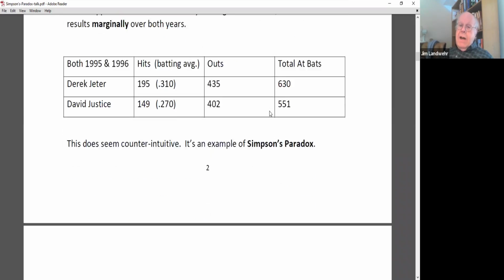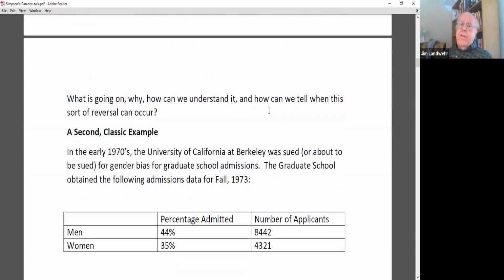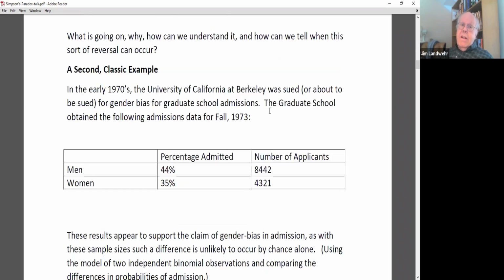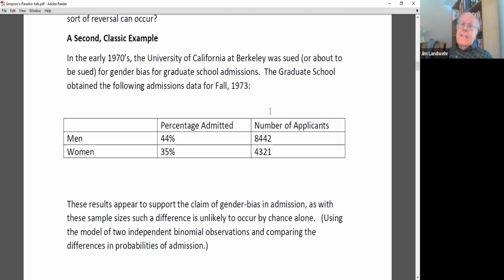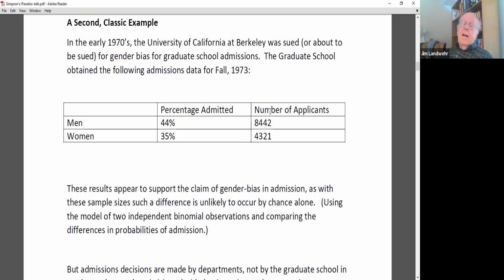And so now I want to move on to a second situation, which is a classic example. It's made its way into many statistics books, and you find it in a bunch of places. So here, again, a real example. In the early 1970s, the University of California at Berkeley was sued, or maybe they were about to be sued, for gender bias in graduate school admissions.